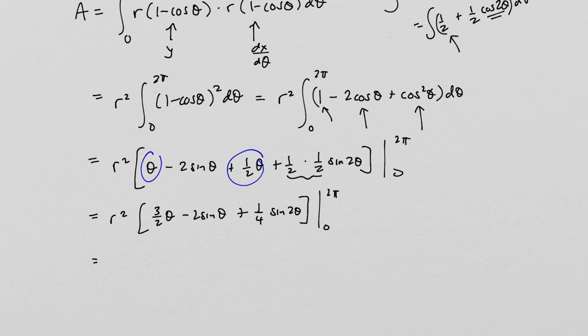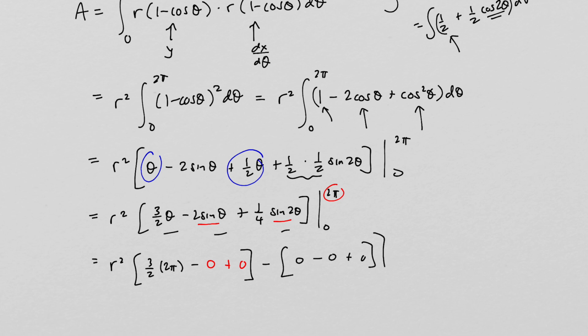So now let's plug in 2 pi. We have r squared times 3/2 times 2 pi, minus, when you plug in 2 pi into here, you're going to get 0. When you plug in 2 pi into here, you're also going to get 0. Minus, and then when you plug in 0 into all three of these, you're going to get 0 for all of those as well. So what we have is r squared times 3/2 times 2 pi, which is 3 pi, which ends up being 3 pi r squared.